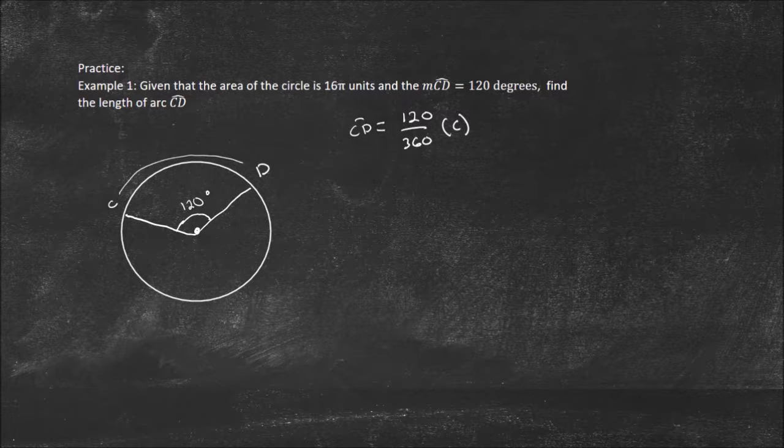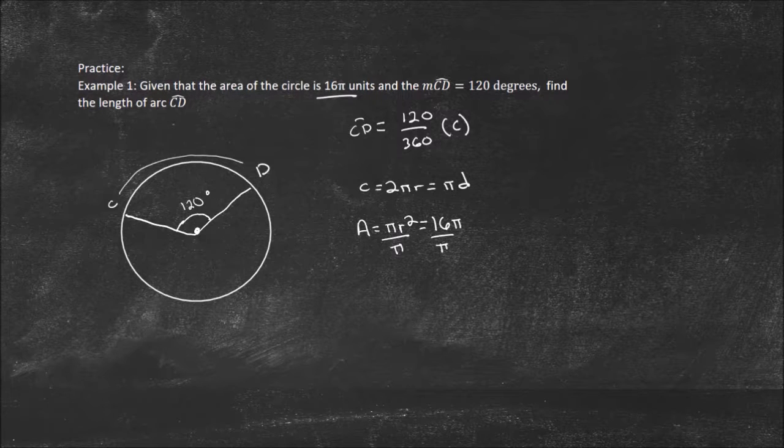But do I know the circumference? So I know circumference is 2 pi r or pi d. So am I given the radius or the diameter? Unfortunately, I'm not. But I am given the area, so I need to use that to my advantage. So I know A equals pi r squared, and I know that that equals 16 pi in my example. So I can solve for r pretty easily. Just divide both sides by pi.